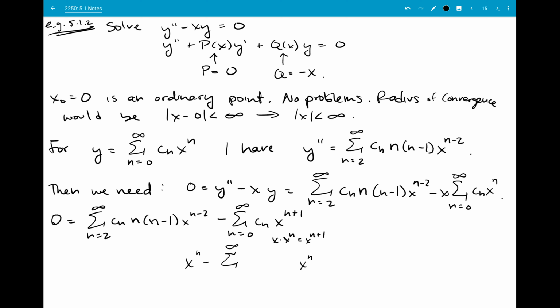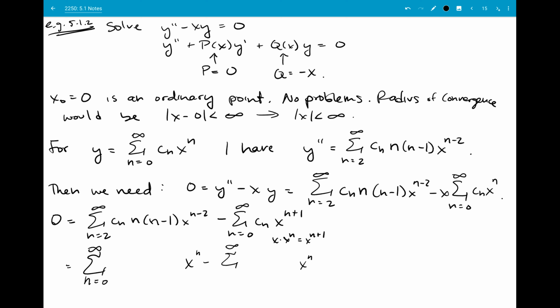So if I take x to the n minus 2 down to x to the n, what happened before was when I plugged in 2, I started at x to the 2 minus 2, which is x to the 0. So if I want my first terms to match, and my first term is going to be x to the n, I'd better be starting from n equals 0.